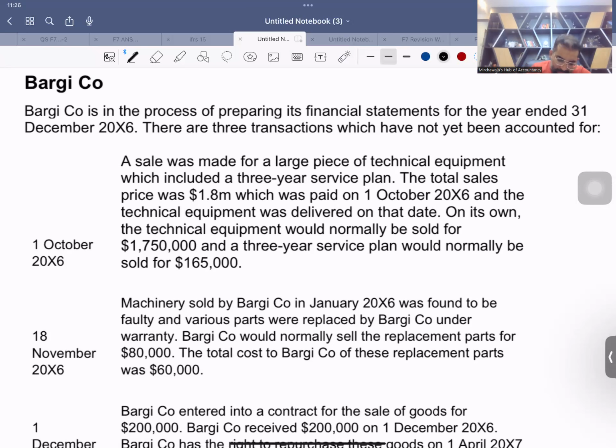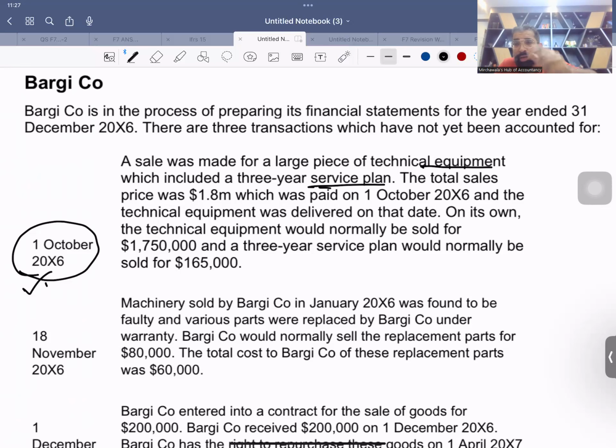Number 1, this has happened on 1st October X6. Keep this date in mind. This is important. A sale was made for a large piece of technical equipment, which included a 3-year service plan. Yes, this type of question comes in final accounts a lot. You are giving a generator, but also 3 years of after-sales service.